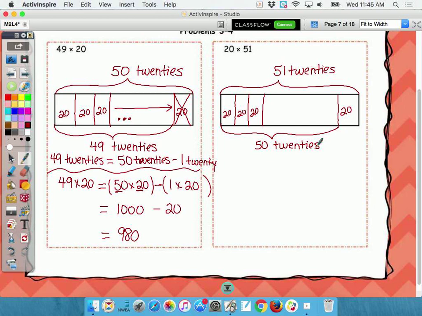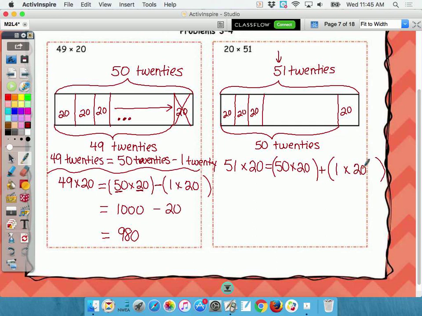So here's how I write it. 51 20s equals, what goes between the two parentheses this time? Addition. Because first of all, I didn't cross it off. Second of all, the larger number is the one I'm solving. It's more than 50, so I have to add. Okay? So I will use the same thing again. 50 times 20 plus 1 times 20.